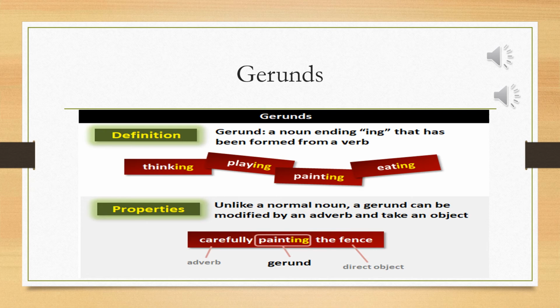Number 3, Rena loves to dance. What is the verb in this sentence? Dance. So when you add ing to it, it becomes dancing, and a gerund is formed. Dancing to music is fun.